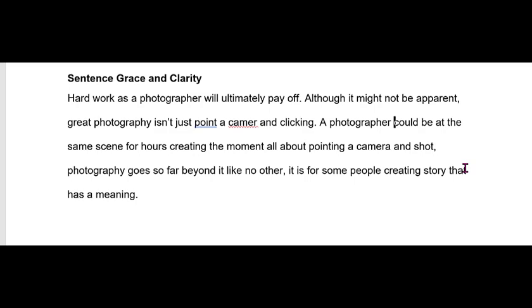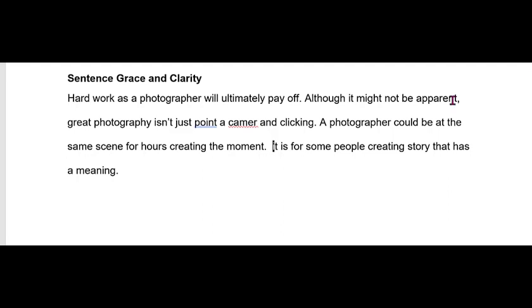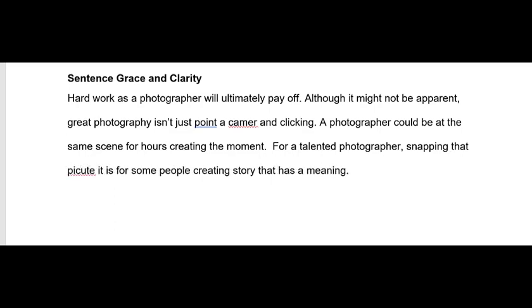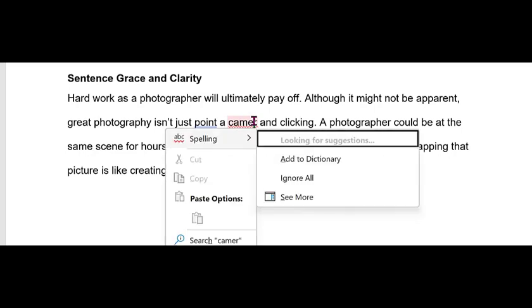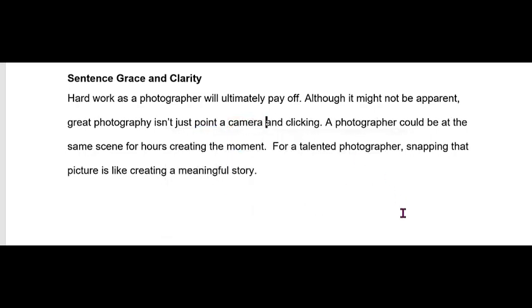A photographer could be at the same scene for hours creating the moment. For a talented photographer, snapping that picture is like creating a meaningful story. Okay, so I'm not saying that this is the best revision that ever happened on the face of the earth or anything, but I think that it's an improvement.